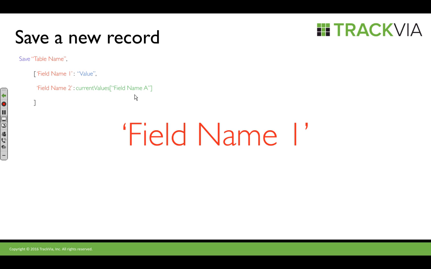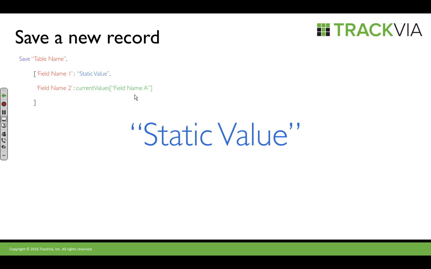Field name 1 is just a field that's within my maintenance table, the table I'm trying to add into. What I'm doing right now is telling TrackVia, hey, for field name 1, put in this value for me, right? This static value, if you will. A static value can just be put in quotes, and it will always stamp in that specific value every single time into that field.